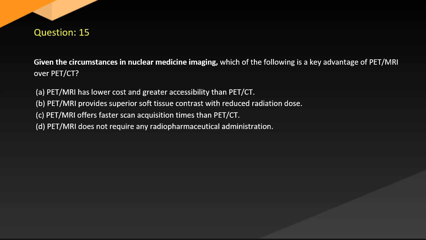Question 15. Given the circumstances in nuclear medicine imaging, which of the following is a key advantage of PET-MRI over PET? A. PET-MRI has low cost and greater accessibility than PET. B. PET-MRI provides superior soft tissue contrast with reduced radiation dose. C. PET-MRI offers faster scan acquisition times than PET. D. PET-MRI does not require any radiopharmaceutical administration.